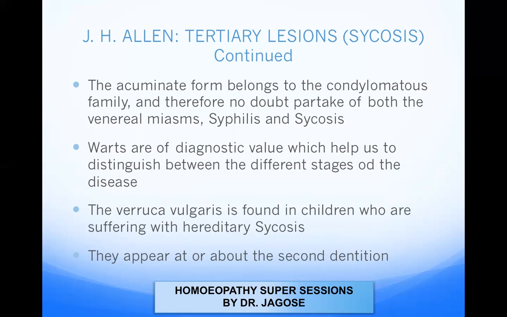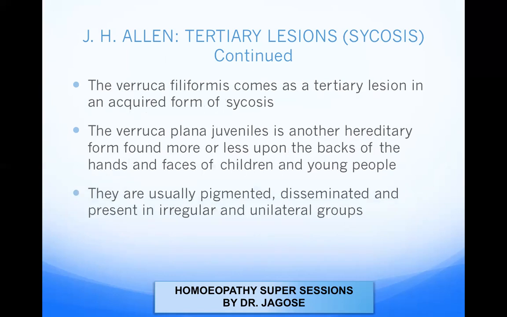For example, the verruca vulgaris is found in children who are suffering with hereditary psychosis, and they appear at or about the second dentition. The verruca filiformis comes as a tertiary lesion in an acquired form of psychosis, and the verruca plana juvenilis is another hereditary form found more or less upon the backs of the hands and faces of children and young people. They are usually pigmented, disseminated, and present in irregular and unilateral groups. So he is describing the different forms of verruca, where they are located, and at what time they will be seen. The time dimension has been mentioned.